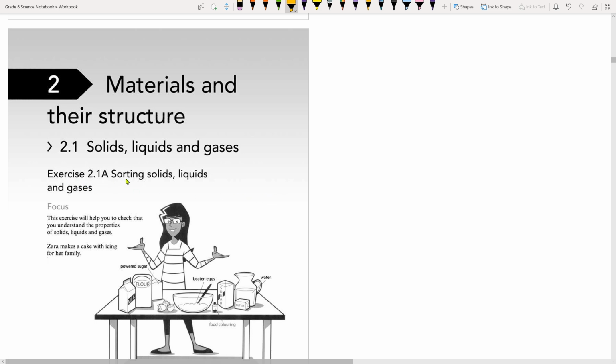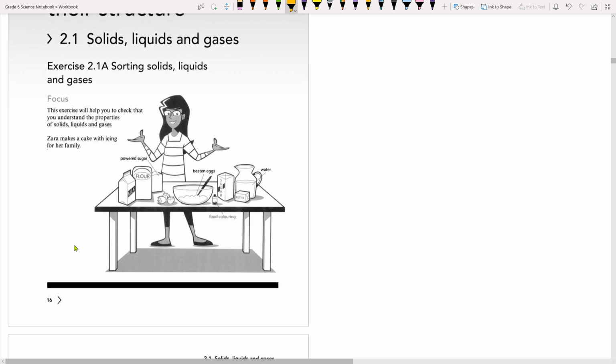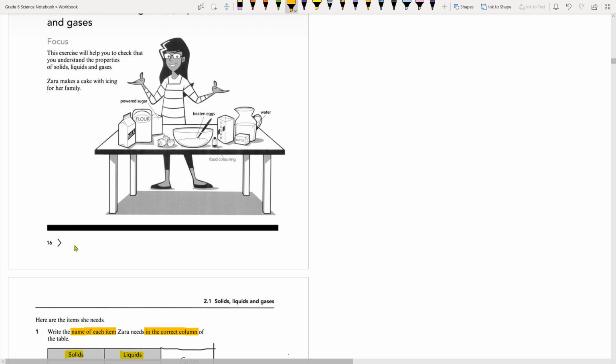Now exercise 2.1 is about sorting solids, liquids and gases. This exercise will help you to check that you understand the properties of solid, liquid and gases. Zara makes a cake with icing for her family, right? Now, while she's making the cake, these are the articles that you are supposed to consider: flour, milk, beaten eggs, sugar, butter, water, food coloring.